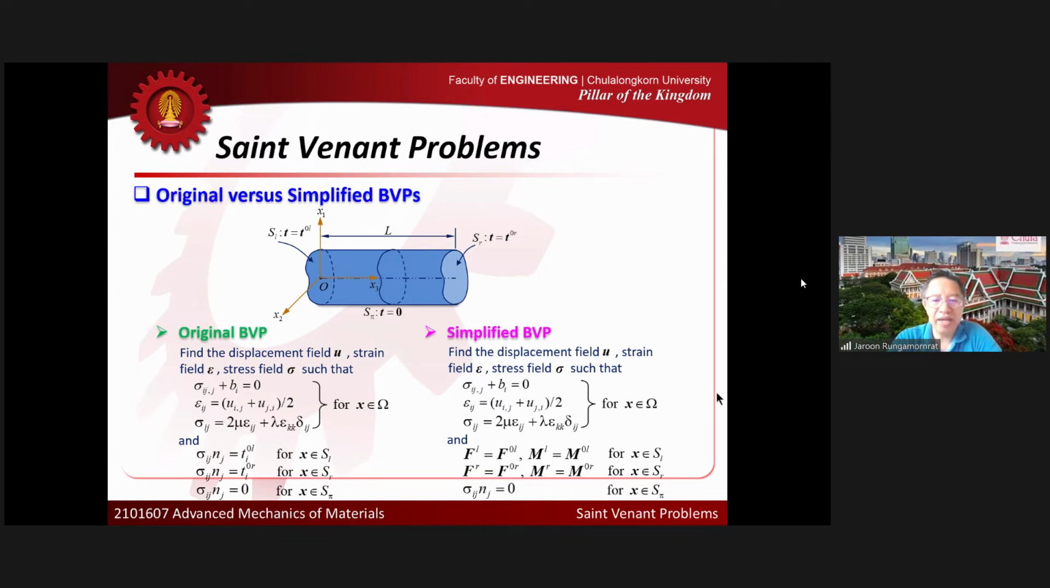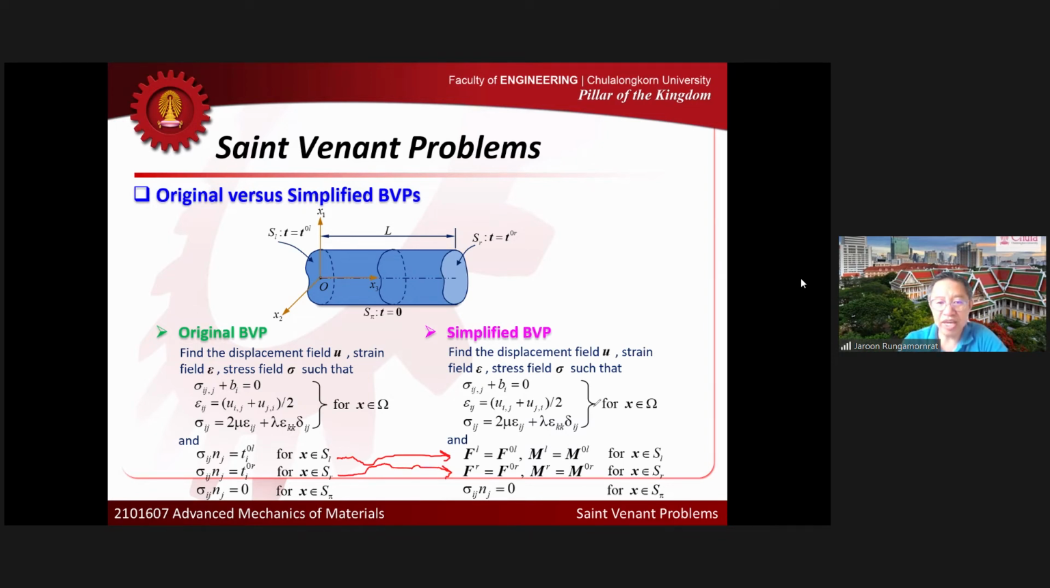If you compare the two formulations, you can see that they are almost the same, except the thing that changed is the condition at the left end and the condition at the right end. You change that one to this one. You change that one to that one. The rest is the same.